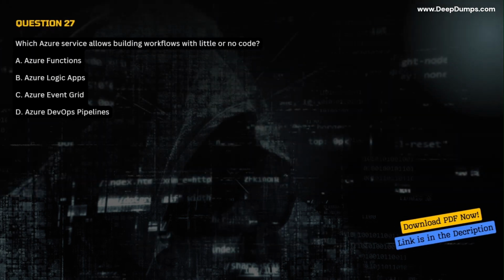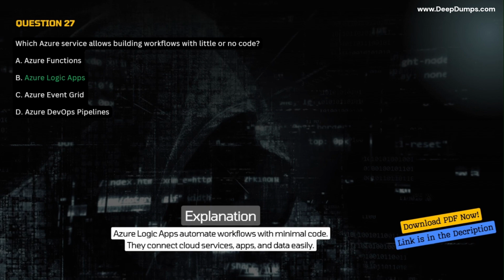Question 27. Which Azure service allows building workflows with little or no code? A. Azure Functions. B. Azure Logic Apps. C. Azure Event Grid. D. Azure DevOps Pipelines. Correct answer B. Azure Logic Apps. Explanation. Azure Logic Apps automate workflows with minimal code. They connect cloud services, apps, and data easily.